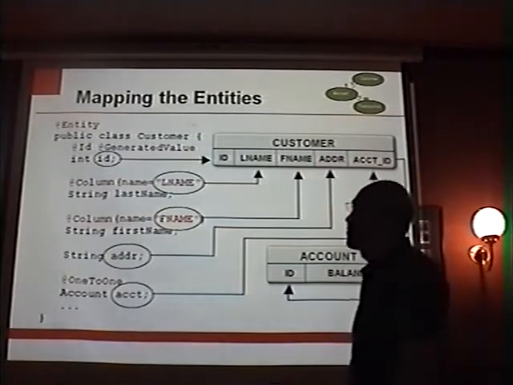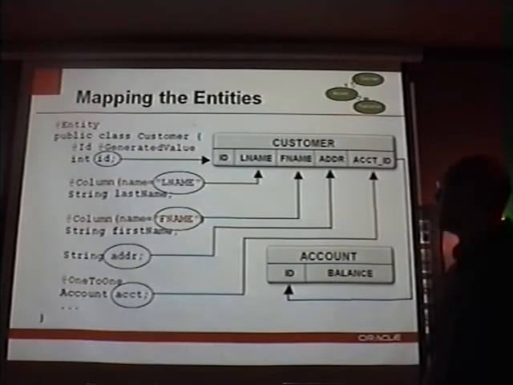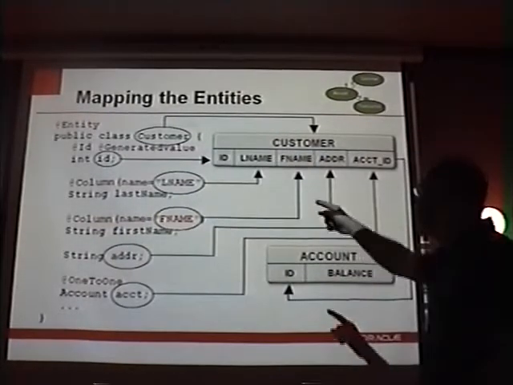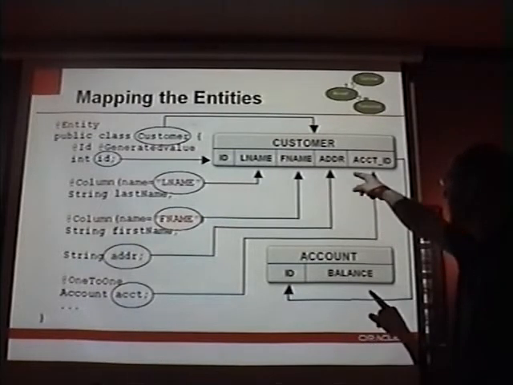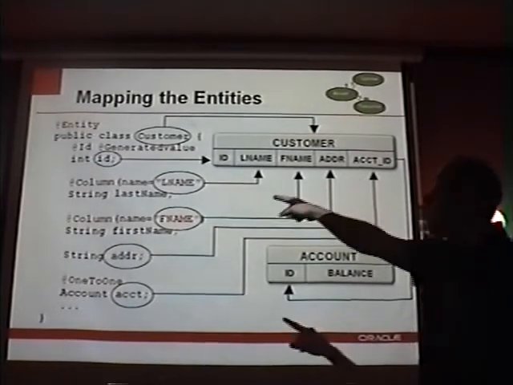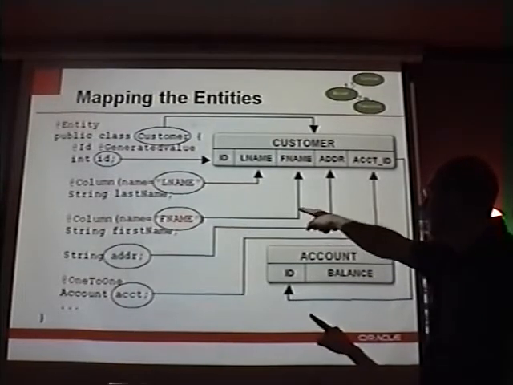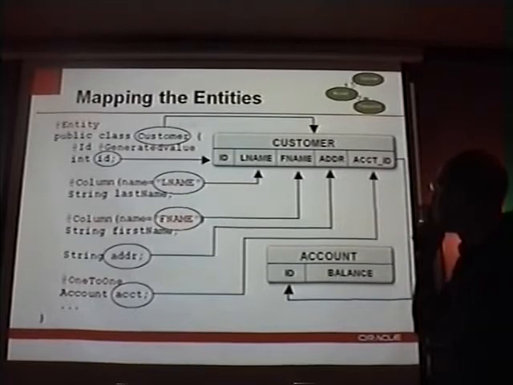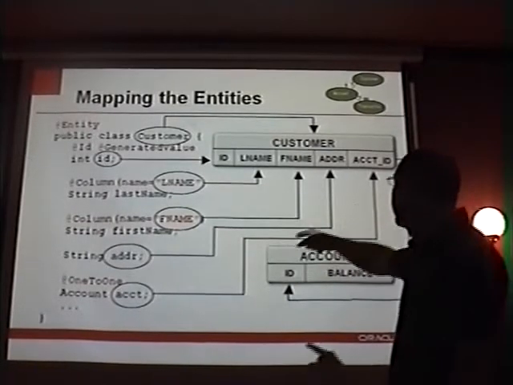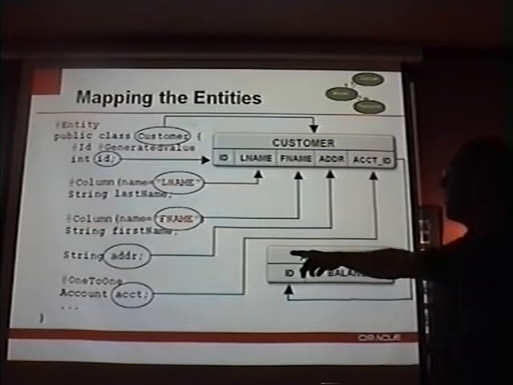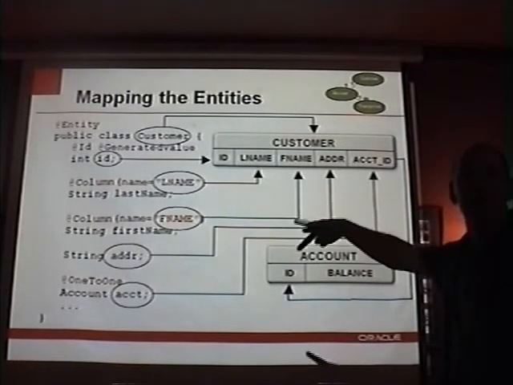Let's go to the customer class. So we have the customer table. In this case, the last name points to the L name field, so we had to override last name with L name, and same with first name, we had to override it with F name. Address is just using the default, going to address. And this is the other side of the one-to-one, the one-to-one to account between customer and account.